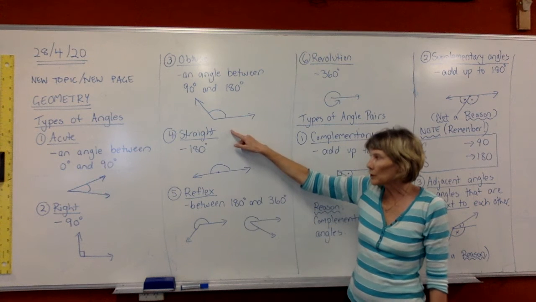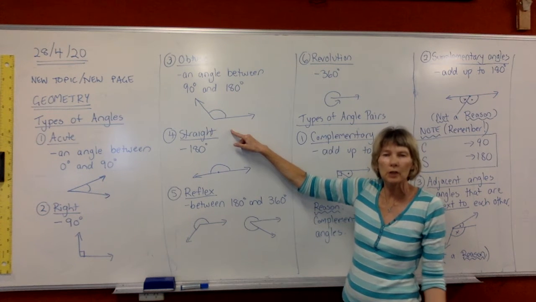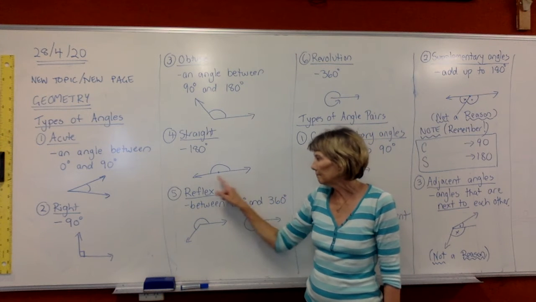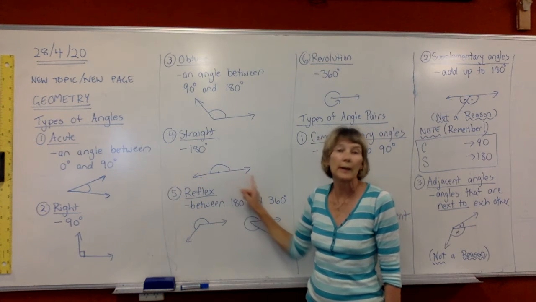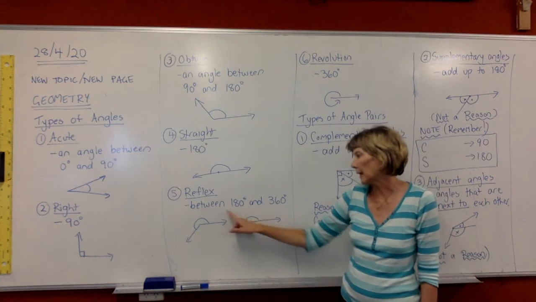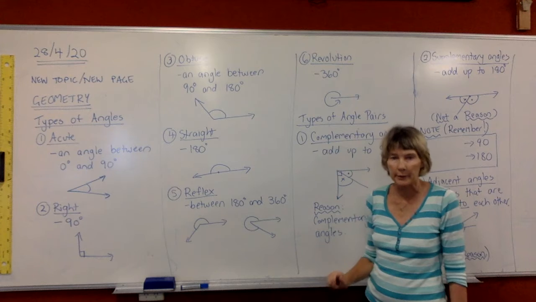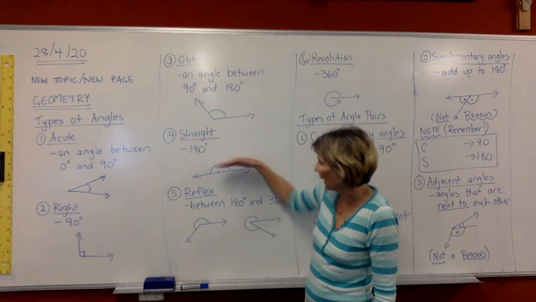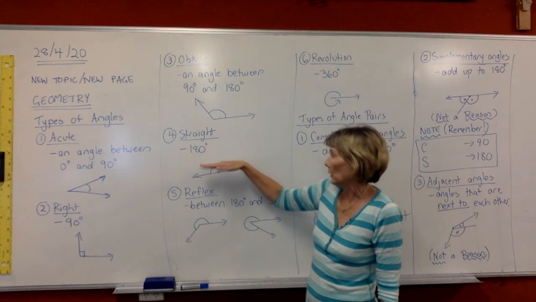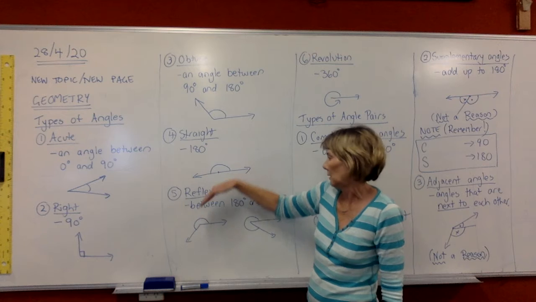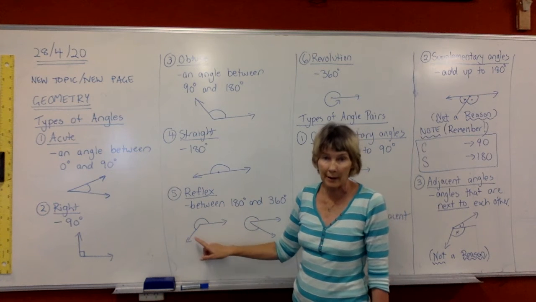All right, number 4 is a straight angle, which looks like a straight line really. There's 180 degrees on that straight line. So that's called our straight angle. A reflex angle is between 180 degrees and 360 degrees. This is when you get somebody who's really flexible and they can go back further than lying down. Okay, so you've got somebody lying down, we flex a bit further, and we have a reflex angle.